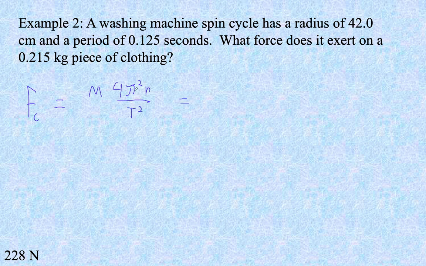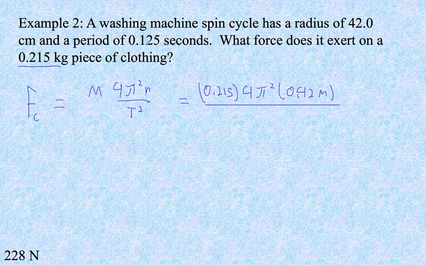So let's see, 0.215 kilogram piece of clothing. So the mass is 0.215. I'm not going to say what kind of clothing that is, okay? Times 4 pi squared, and then what's our radius? 42 centimeters, so 0.42 meters, right?